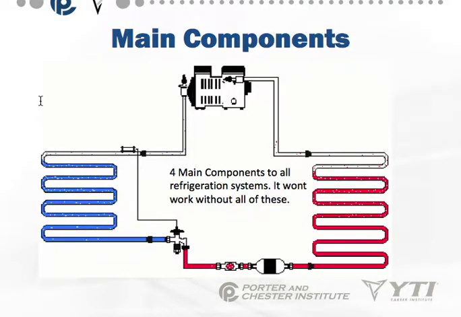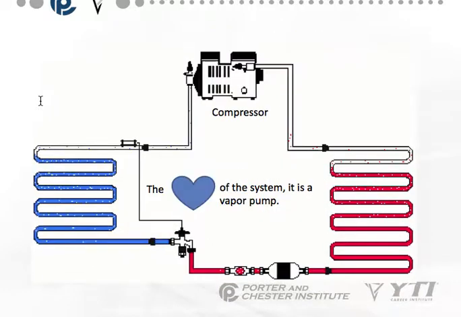Okay, so we have to go back and remember that we have the main components of the refrigeration cycle. It has four main components. It's in every refrigeration system and it will not work without any of these. We have the compressor. It's considered the heart of the system. Remember, it's a vapor pump.